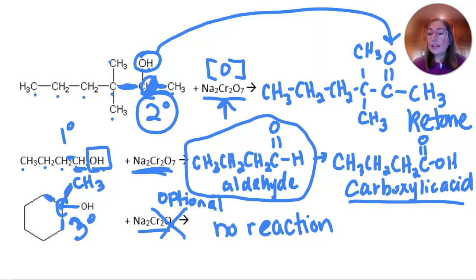So again, in oxidation of our alcohols, we're going to take our primary alcohol, go through the aldehyde all the way to the carboxylic acid with a strong oxidizing agent. We're going to take our secondary alcohol and oxidize to a ketone, and then there's no reaction on our tertiary alcohols.